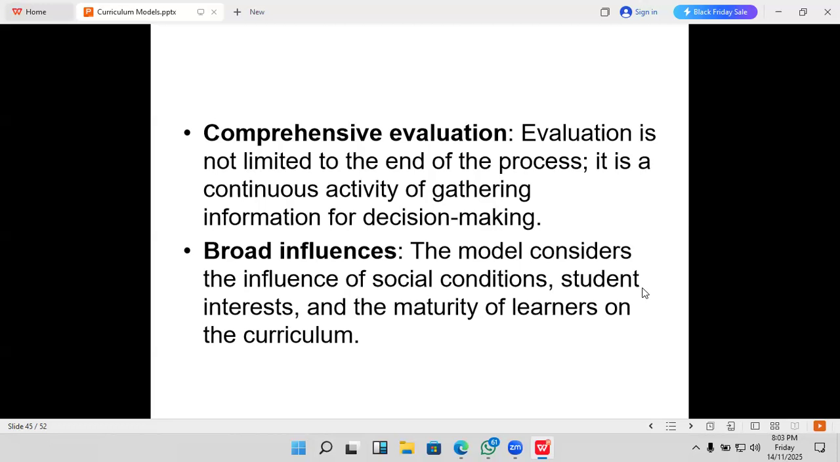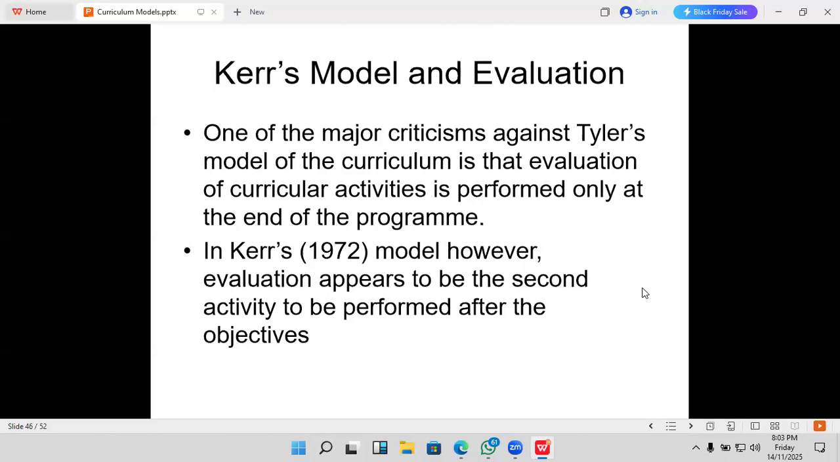Therefore, Kerr has served much in the field of curriculum development. Right. Now we can see the pros and cons, merits and demerits. One of the major criticisms against Taylor's model of the curriculum is that evaluation of co-curricular activities is performed only at the end of the program.